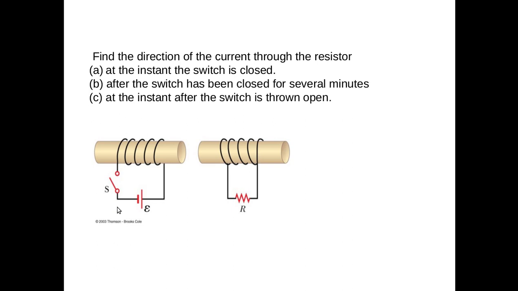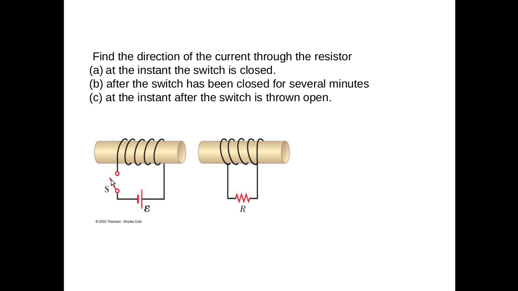So we need to find the direction of the current through this resistor. There's going to be an induced magnetic field in this coil, which is going to generate an induced current in this loop. So we have to find that direction. So part A is the instant the switch is closed. The instant the switch is closed. So with the switch open, there's no magnetic field.